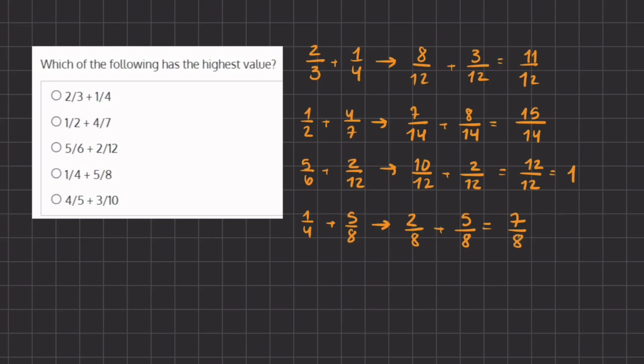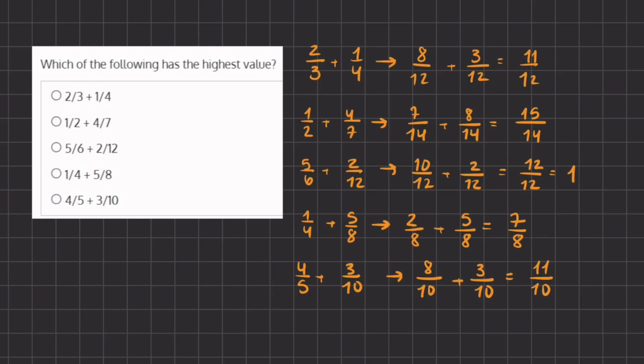And for our last expression, we have 4/5 plus 3 divided by 10. And in this case, again, our least common denominator is going to be 10. And that means that only our first fraction is going to change, and we are going to multiply the numerator and denominator by 2. And so we need to multiply 4 times 2, which is 8. And our second numerator, 3, is going to remain the same. So now we have 8 plus 3, which gives us 11/10.